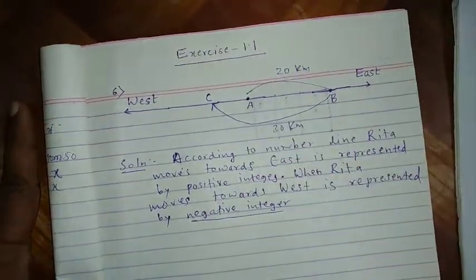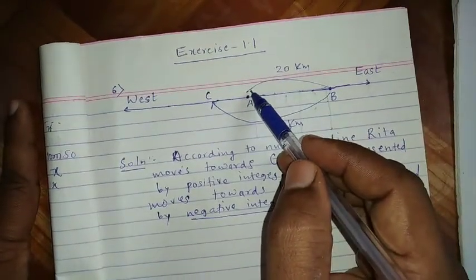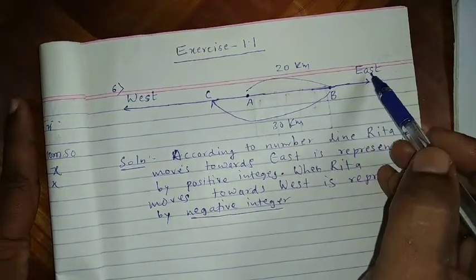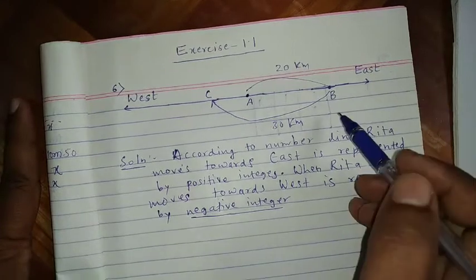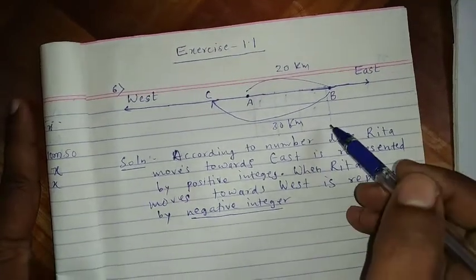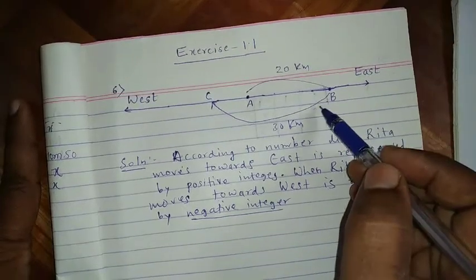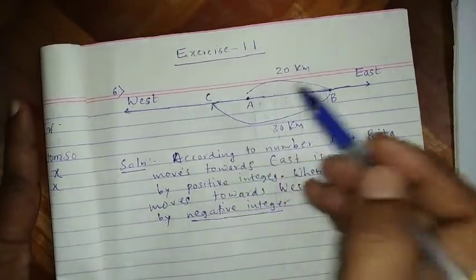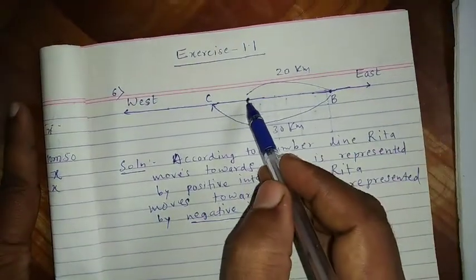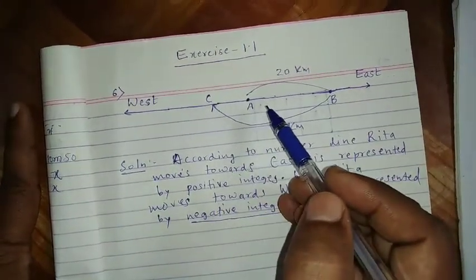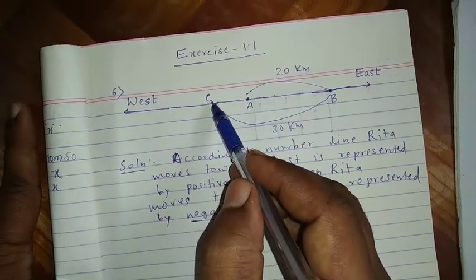What is the question asking us here? Rita moves 20 kilometers in the east position. It is represented by a positive integer according to the question. Now Rita moves 30 kilometers towards west, is represented by which integer, and what is her final position from A to C? That is what they are asking. Actually, this C is not given in the problem. I just wrote it.